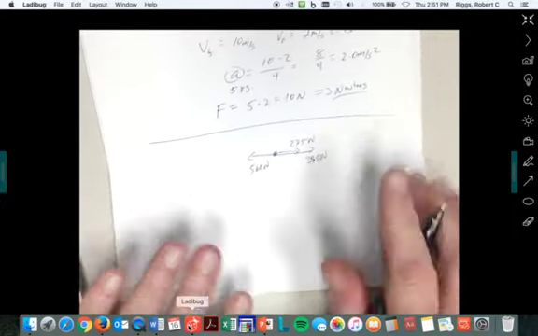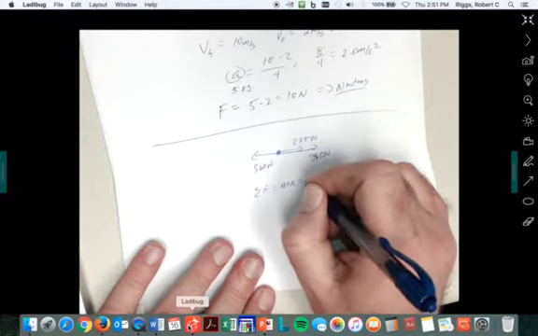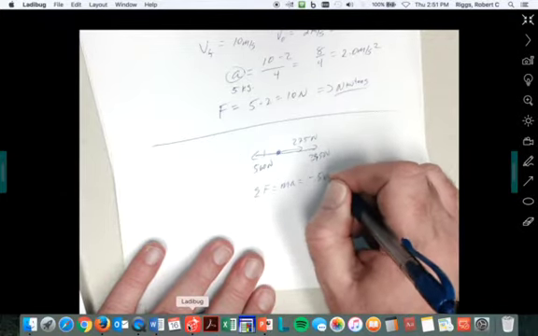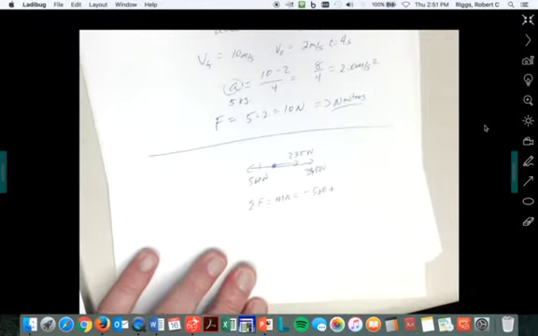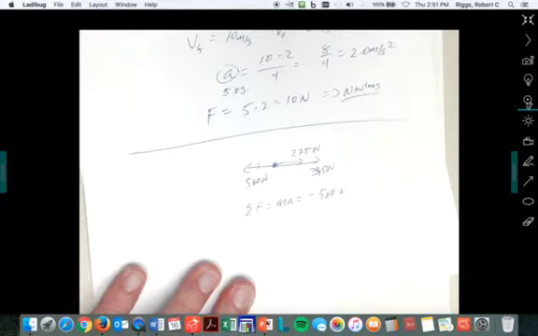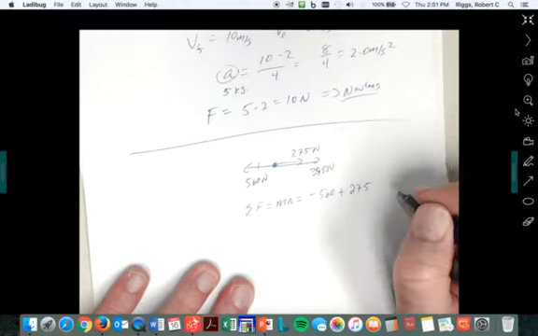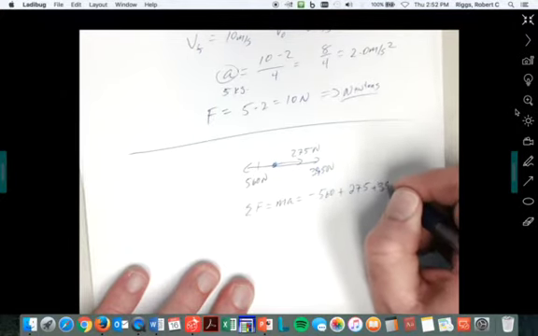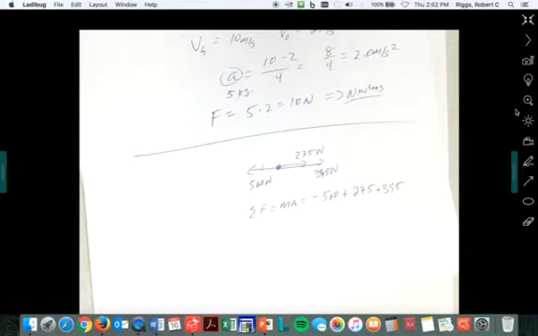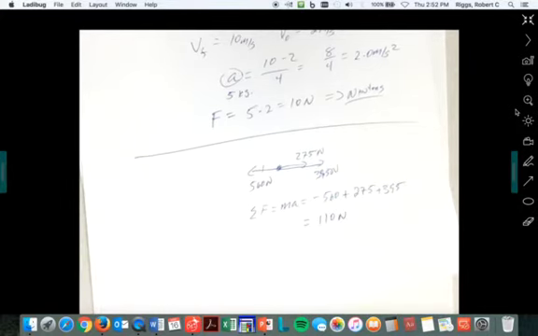Sum of the forces is equal to mass times acceleration. The sum of the forces is minus 560, since this one's going negative, plus 275, I'm not putting the units in yet, plus 395. I'll do that on my calculator real quick. Negative 560 plus 275 plus 395 is equal to 110. So the net force is 110 newtons.